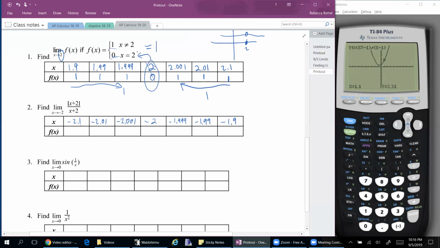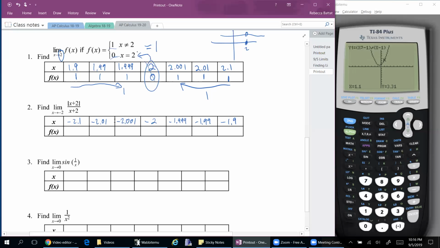Now let's take a closer look at this function here. We have the absolute value of x plus 2 and x plus 2 on the denominator. If we did not have the absolute value, this would cancel out and it would be 1. The only difference the absolute value makes here is the sign. So we have to be very careful about our sign.